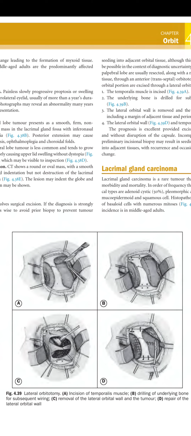So you see, this is a lateral orbitotomy. A is showing us the incision of the temporalis muscle, and B is showing the drilling of the underlying bone for subsequent wiring, and C is showing the removal of the lateral orbital wall and the tumor, and D is showing the repair of the lateral orbital wall.